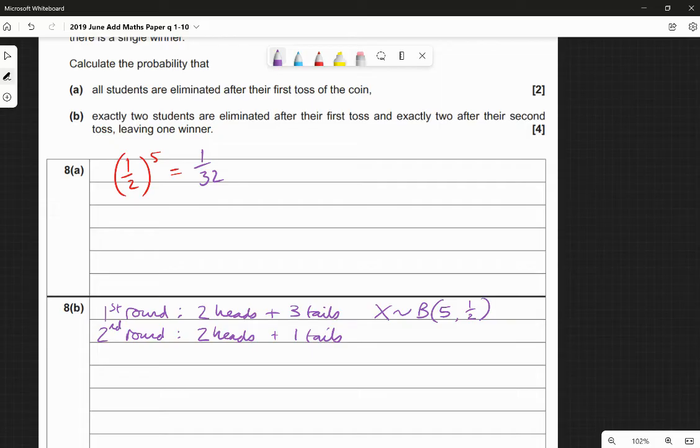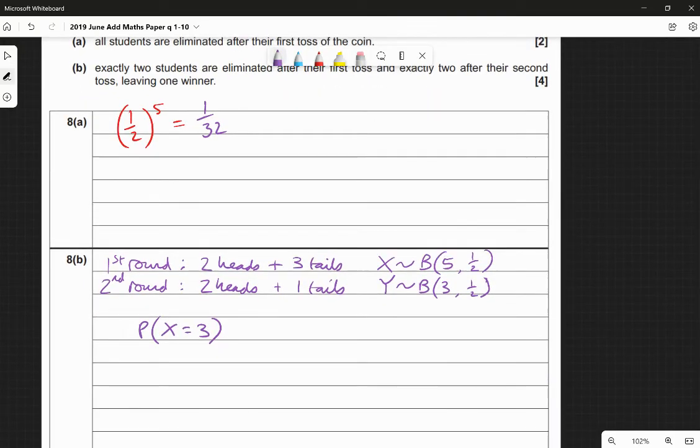And in the second one, let's use a different letter for the second round. So y is distributed binomially with 3 people doing the trials, and again a half chance of success. So I want to find the probability that x equals 3, so there were 3 tails from 5, and y equals 1. So 3 went through from the first round and 1 went through from the second round to be the winner.